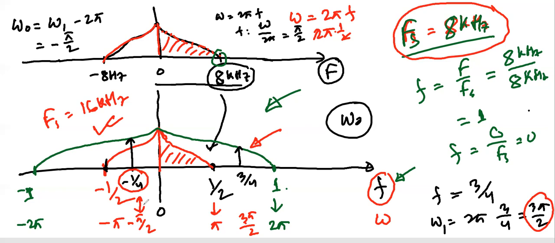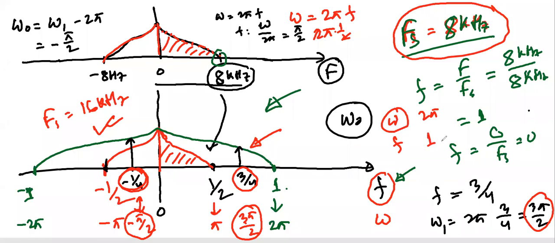What is the distance between these two omega? This omega and this omega? Twice pi. What is the distance between these two f? 3/4 and -1/4. What is the distance? One. Okay, you should also remember this. So the distance for omega is twice pi, and the distance for f is 1. For what? For the repetition, for the similar signal. Now we are at the location of -π/2.